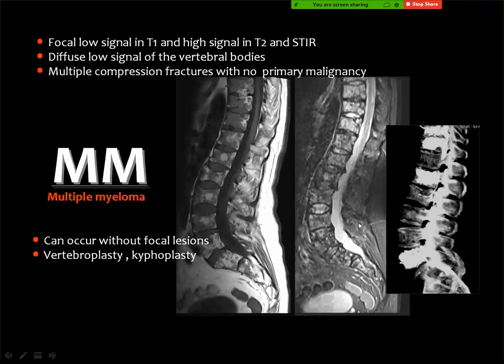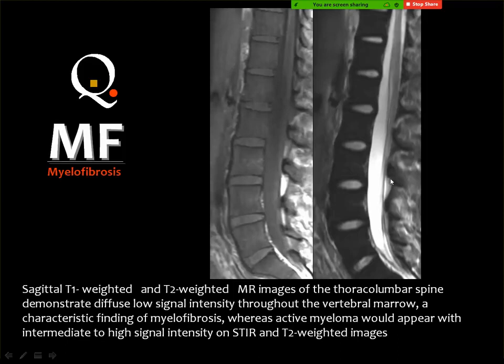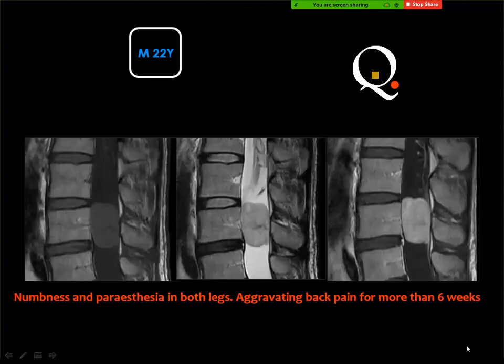In MRI, the lesions are not usually appreciated in the T1 weighted image, but well appreciated in the T2 weighted image. And in the CT scan, you may see only some osteoporotic changes, and this patient had multiple levels of vertebroplasty. And this is myelofibrosis. If you look here and you see that the bone marrow is homogeneously black in the T1 and T2 weighted images, diagnostic of myelofibrosis. Next case.